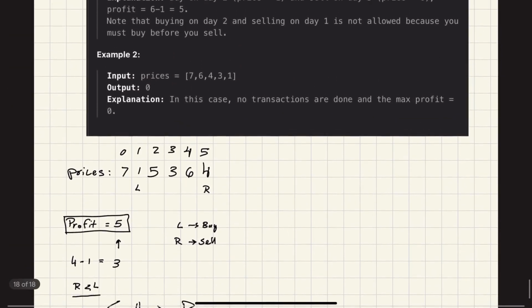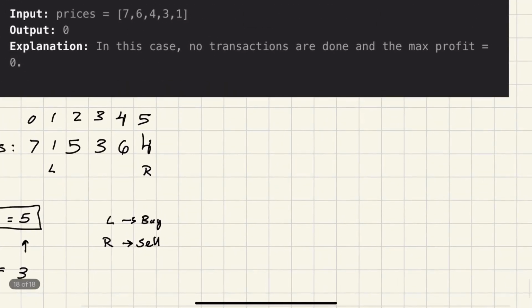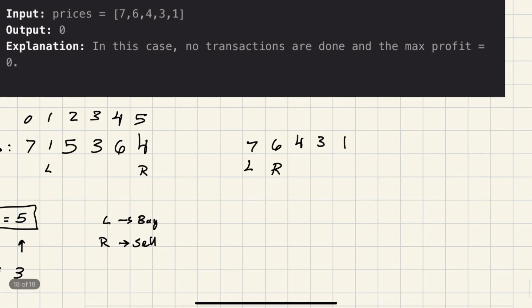Now, what if we had a case like the other one they gave us, where it was 7, 6, 4, 3, and 1? Well, we have a left and a right here. Notice that the right will always be smaller. So what ends up happening is that we keep updating, we keep going like this, because the right is always smaller than the left. The longer we go, the better time we will find to buy.